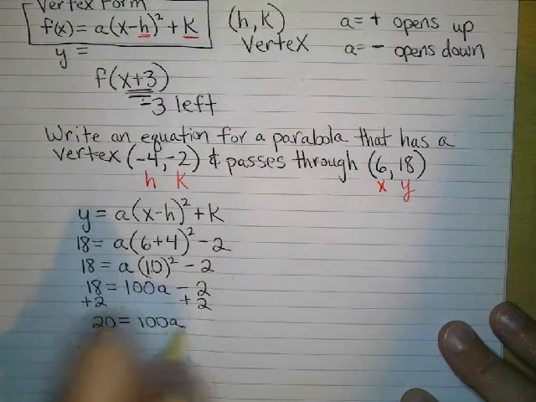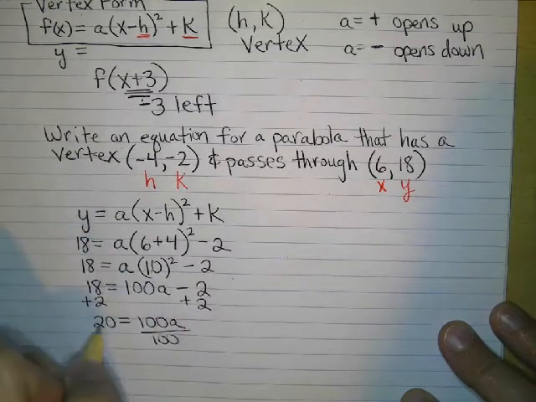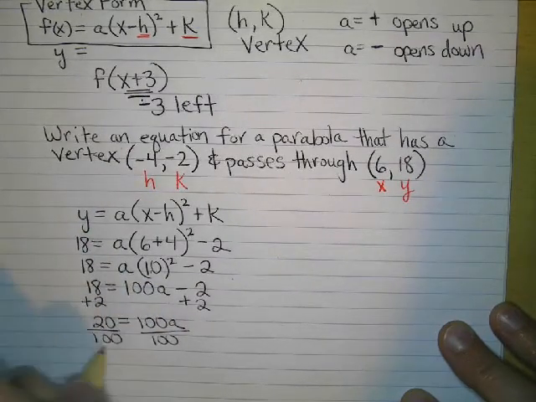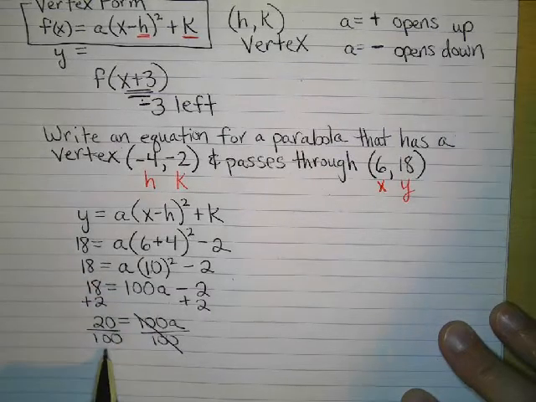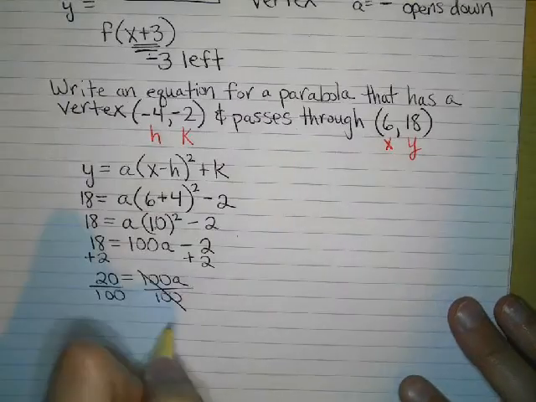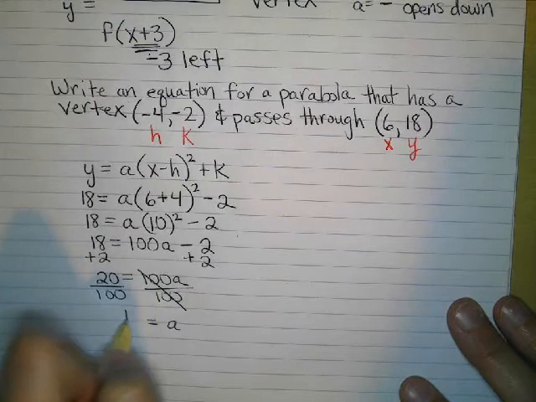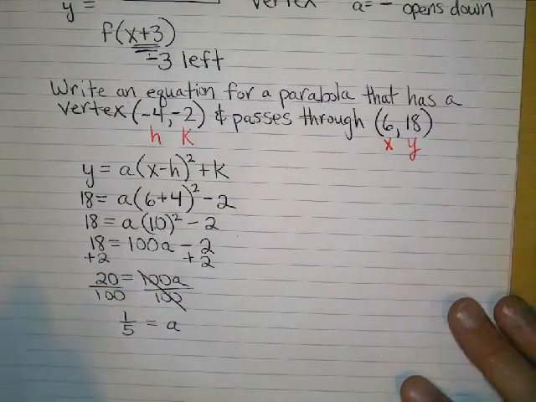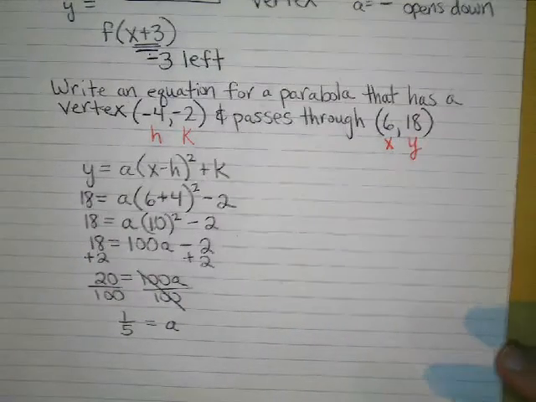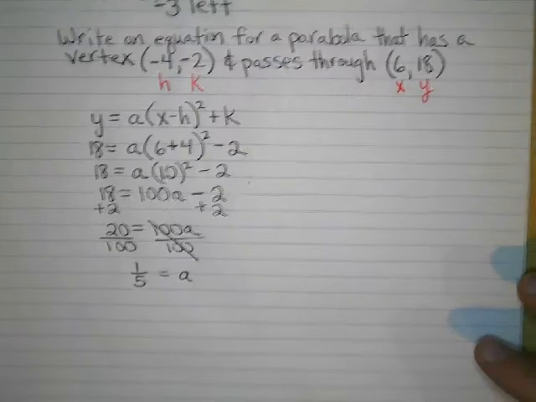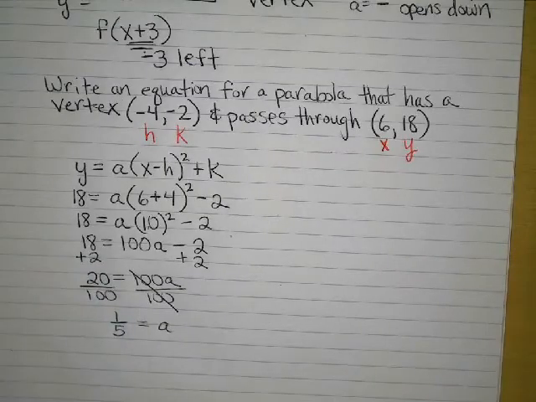20 equals 100a. Divide by 100 and simplify that. 20 over 100 is the same as 1/5. 20 goes into 100 5 times. It's 1/5. So now I found what a equals. So now I could write my final answer.